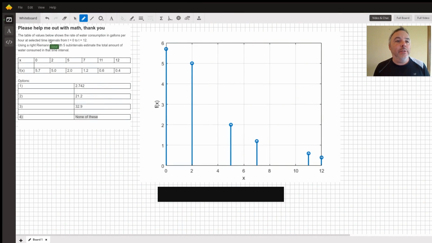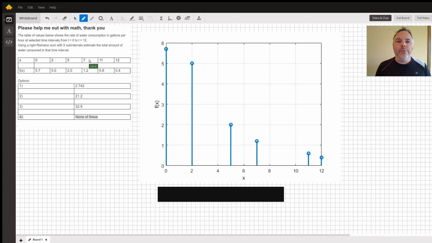So here is the problem that was given, and notice that it says use a right Riemann sum with 5 subintervals to estimate the total amount of water consumed in that time interval. So basically what you have here is x values, which in the problem statement correspond to time intervals from 0 to 12. And f of x is the rate of water consumption in gallons per hour.